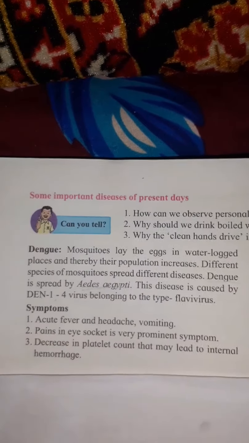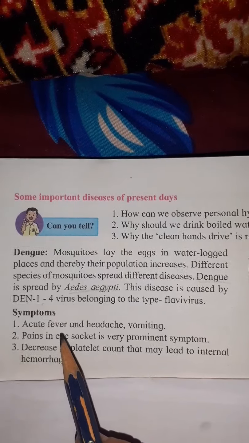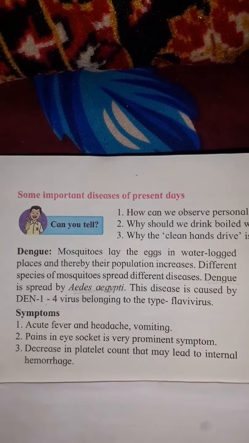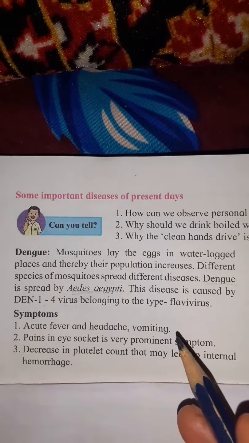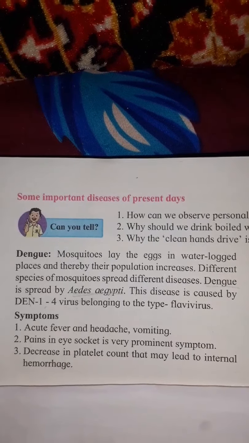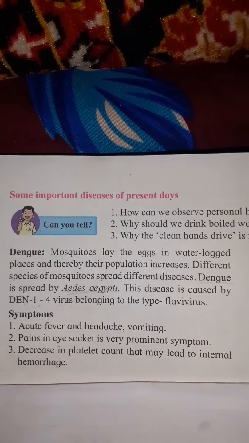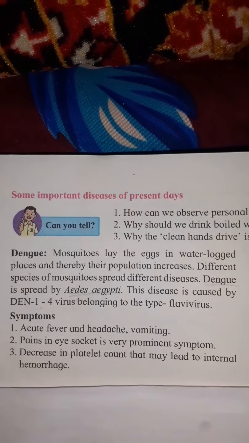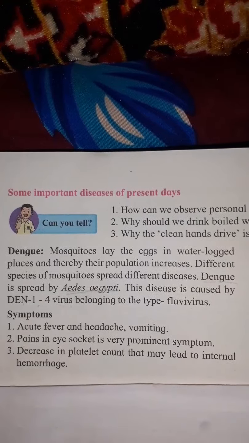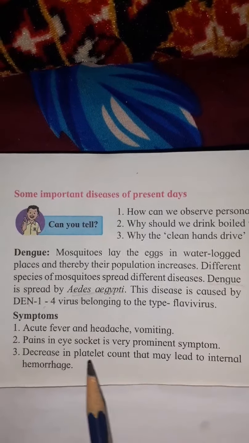What are the symptoms of dengue? Acute fever, which means very high fever, and a very strong headache, vomiting, and pain in the eye sockets. The bones around the eyes pain very strongly. It can be realized by the patient, so it's a very prominent symptom.